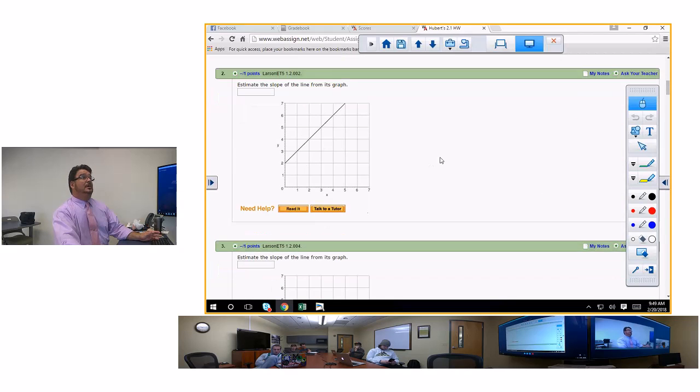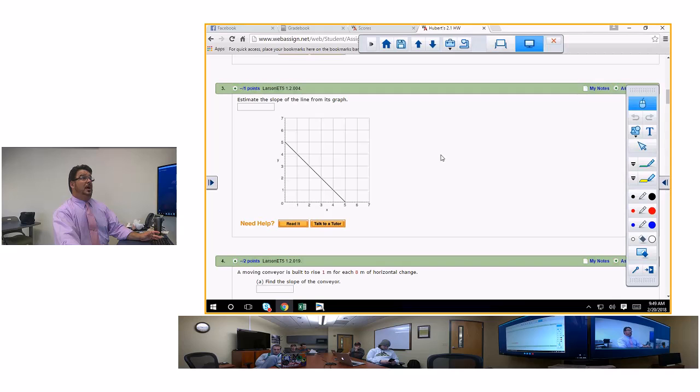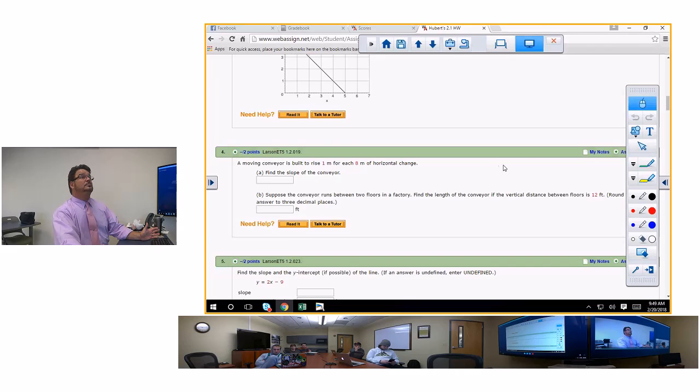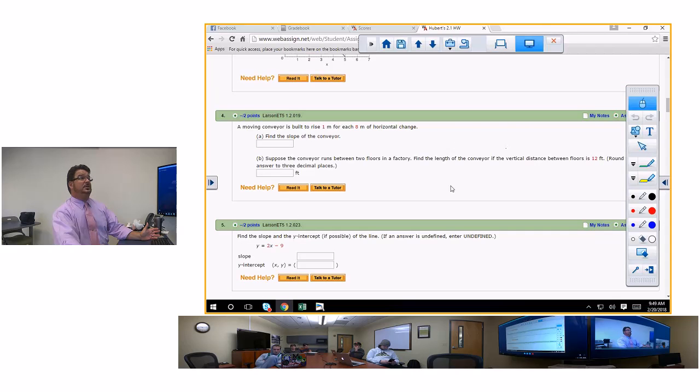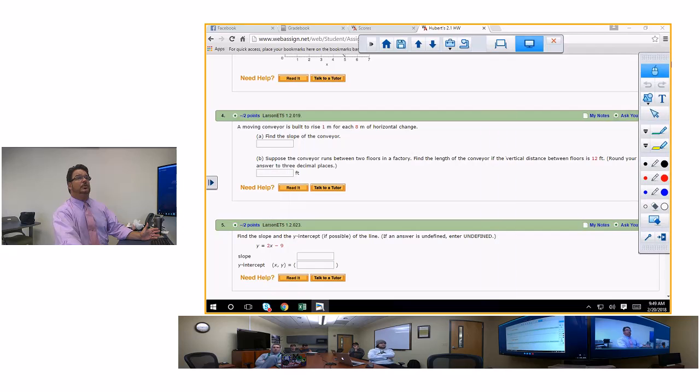See? Estimate the slope. I'm not going over those, okay? Now, of course, that right there is a test question. Anytime you see one like this, it's a test question. So I'll go ahead and do that one for you.